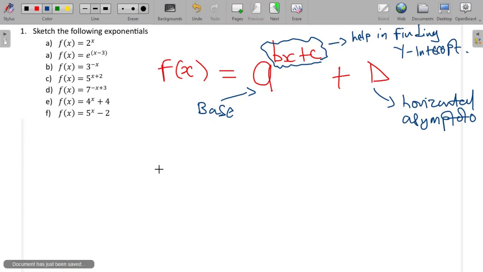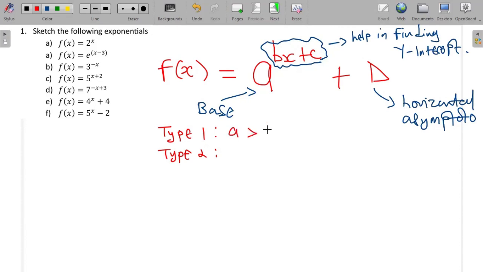Let's start with the base. The base determines what type of exponential graph we have. So we have type 1 and type 2. For type 1, the base a has to be greater than 1. It can be 1.5, any number that is greater than 1. Then we're going to say that the exponential equation will have a type 1 graph or a type 1 sketch.